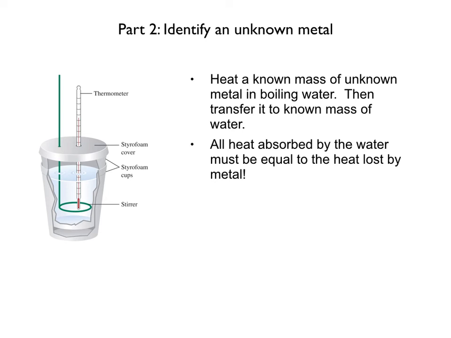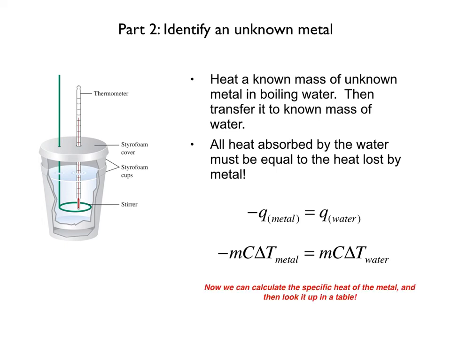Here, all of the heat lost by that metal has to go into the water in the calorimeter. And so again, we can use that first law of thermodynamics to say the heat lost by the metal has to equal the heat gained by the water. So now when we look at this, we can say negative mc delta T for the metal is equal to mc delta T of the water. And when you consider this equation, our only unknown should be the C of the metal, the specific heat of the metal. Once we have that from our calculations, we can look it up on a table.